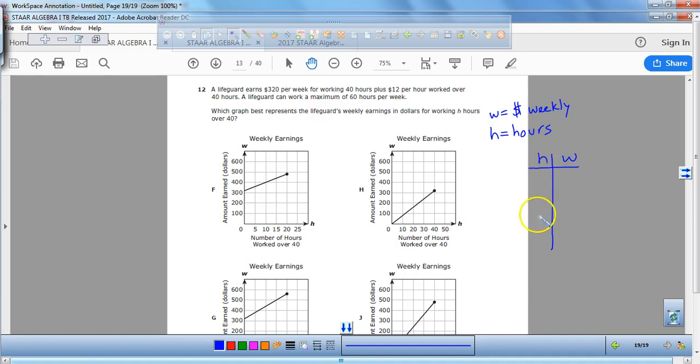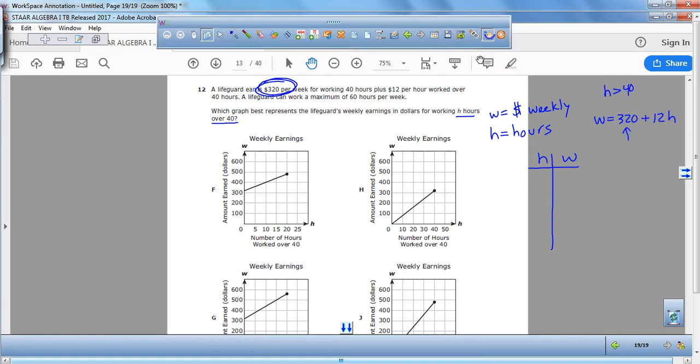These are the hours that he's going to be working, specifically the hours that are over 40. Now he's going to start with what? $320 per week, all right? So his weekly earnings, it's going to start at $320, but he's going to make $12 per every hour over 40 hours. This only is going to work for H is greater than 40, okay? Greater than 40 hours.